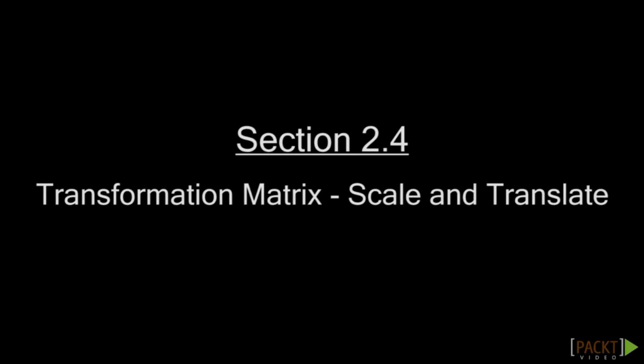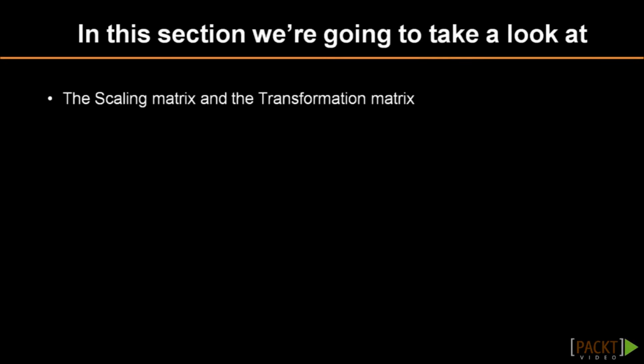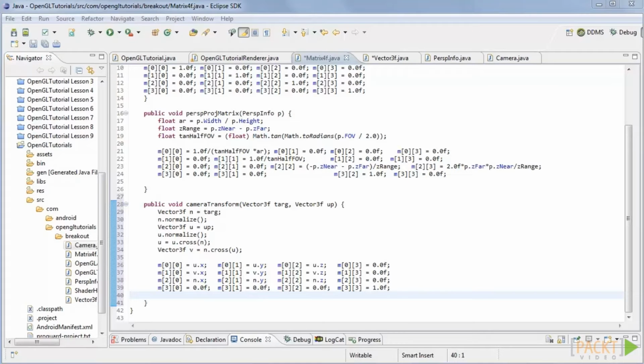Hello everyone, this lesson is called Transformation Matrix, Scale and Translate, and in this lesson we will be creating a scaling matrix and a translation matrix. But first we need to understand what a world matrix is. A world matrix is used to transform a 3D point to world space.